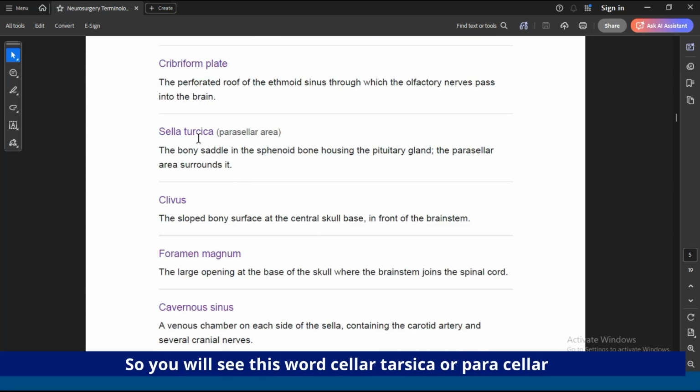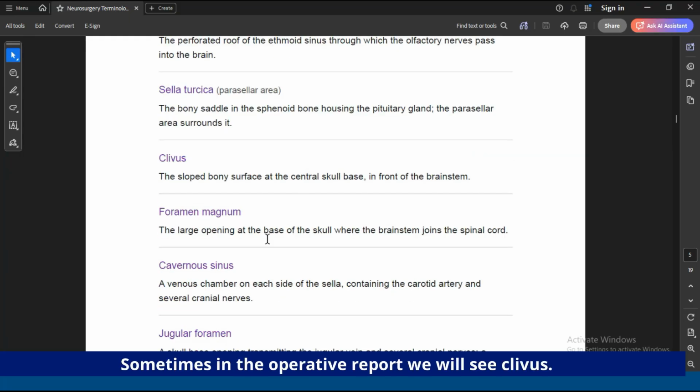So you will see this word sella turcica or parasellar area. The bony saddle in the sphenoid bone housing the pituitary gland. The parasellar area surrounds it. So which is the sella turcica. Sometimes in the operative report we will see clivus, the sloped bony surface at the central skull base in front of the brain stem is called as clivus.